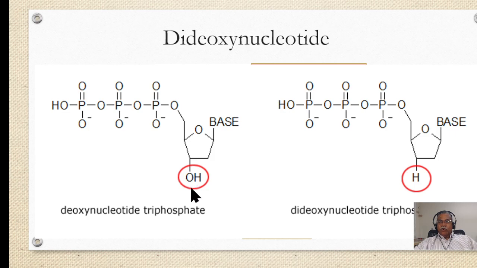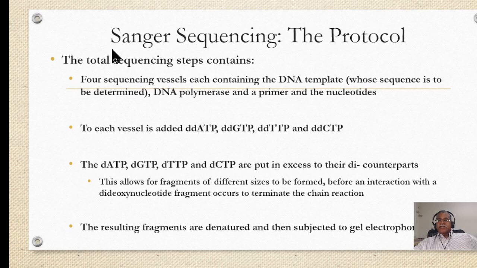But the moment this O is gone, that means their chain cannot continue to propagate anymore. So you put a bunch of dideoxynucleotide. Now, even the dideoxynucleotide triphosphates are still driven by complementarity. So a dideoxyadenosine triphosphate will still complementarily interact with a thymine. Okay, so here's the sequence, the total step.